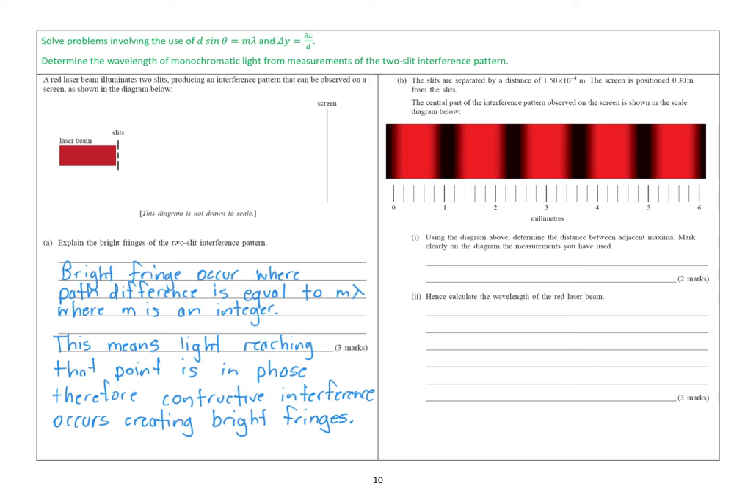So, part 2 of this question: the 2 slits are separated by a distance of 1.5 times 10 to the minus 4 metres. The screen is positioned 0.3 metres from the slits, so that's telling us d equals 1.5 times 10 to the minus 4, and L is equal to 0.3 metres. The central part of the interference pattern observed on the screen is shown in the scale diagram below. Using the diagram above, determine the distance between adjacent maxima. Mark clearly on the diagram the measurements you have used.